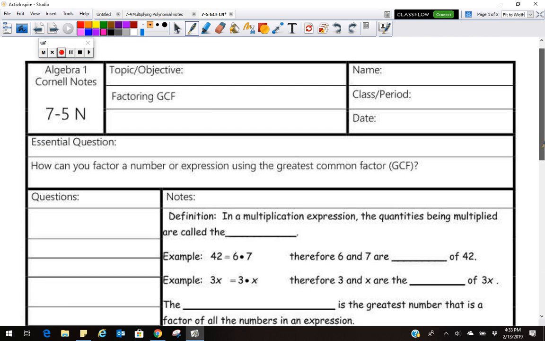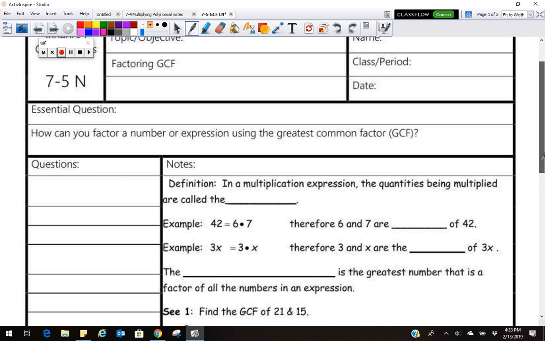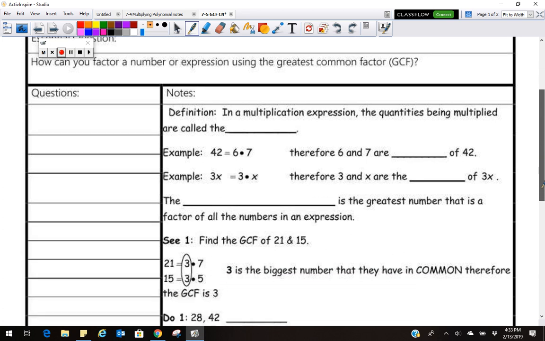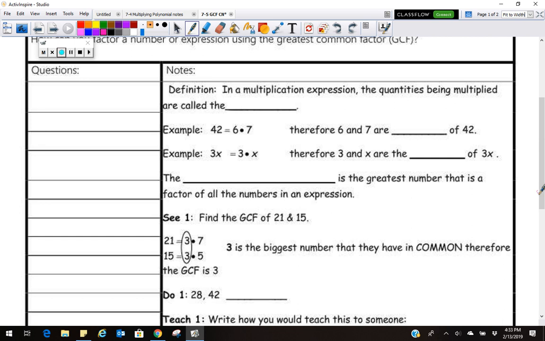Hey there. So today we're going to look at how to find a GCF. You'll remember from your elementary days, GCF stands for greatest common factor.